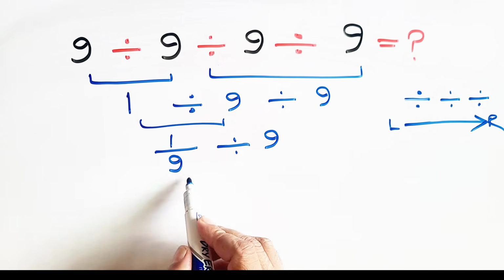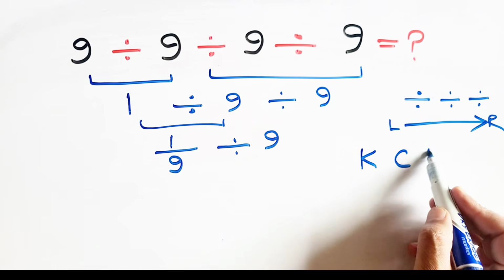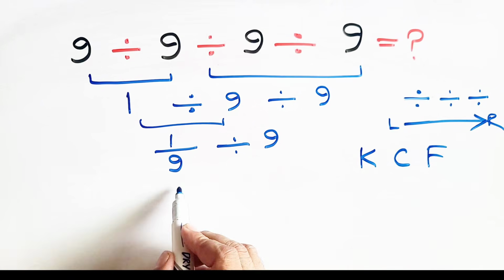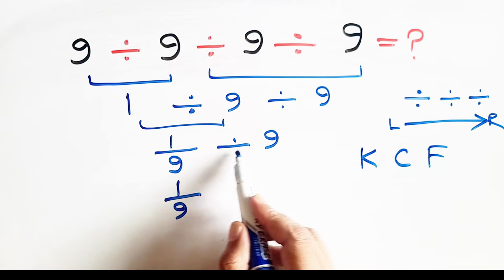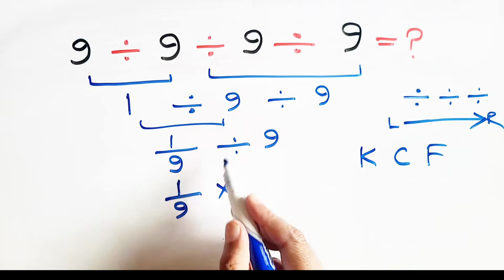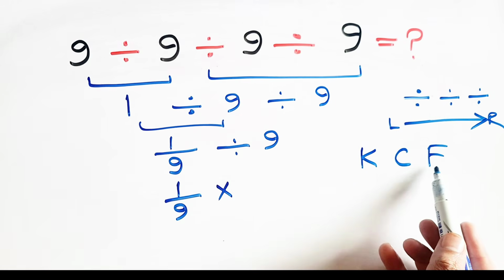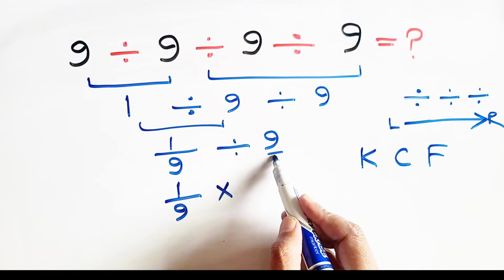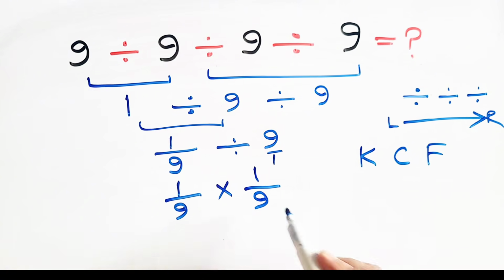Now apply KCF: keep, change, flip. So keep, okay, 1 over 9 is kept. C, change: divide is changed into multiplication. 9 is flipped. It is basically 9 over 1, so after flipping, it will become 1 over 9.